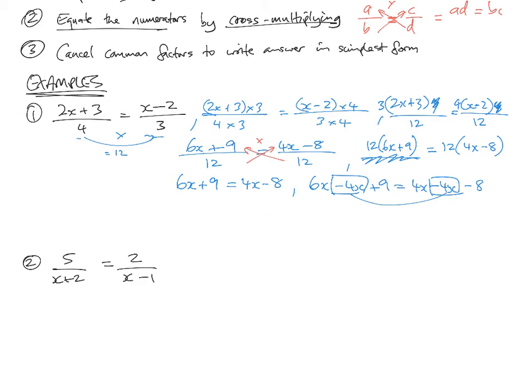It's balanced, so 6x take 4x, that's going to be 2x. I've still got 9 left over. 4x take 4x is 0, so I've got negative 8 left over. I need to get rid of the positive 9, so take 9 from both sides. Balanced. So 2x, positive 9 take 9 is 0, so we've got this 2x on the left side. And negative 8 take 9 is negative 17.